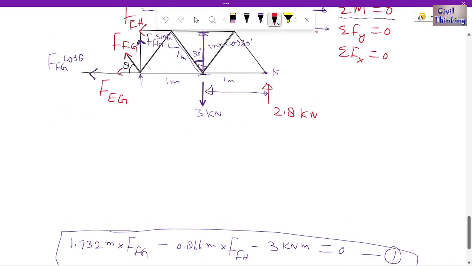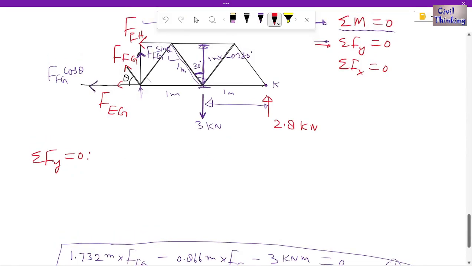Now summation of force about y-axis is 0. We are going to apply this, so we have to sum up all the forces in y direction. Y direction is vertical direction. I'm assuming upward forces are positive and the downward forces are negative. Now this is Fg sine theta, upwards. Theta is 60 degree, it is upwards, so it is positive. Now this 3 kilonewton is downwards, minus 3 kilonewton, and this 2.8 is upwards, so it is positive 2.8 kilonewton.